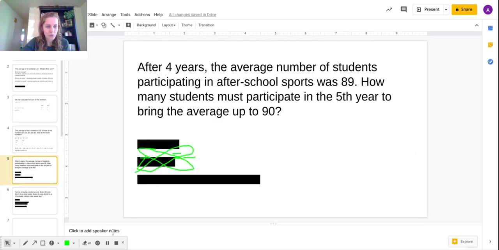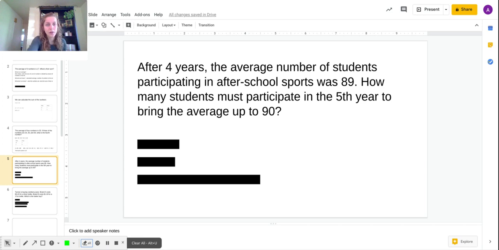Okay, so after 4 years, the average number of students participating in after-school sports was 89. How many students participate in the 5th year to bring the average up to 90? Whew. Okay, this one gets a little more complicated.